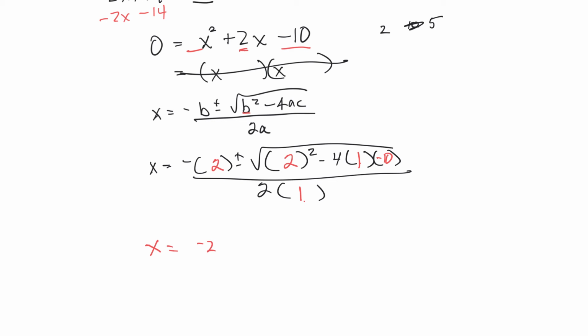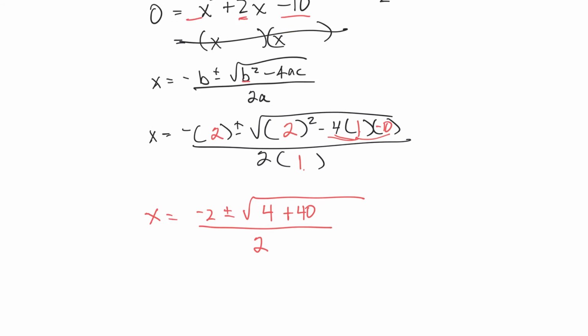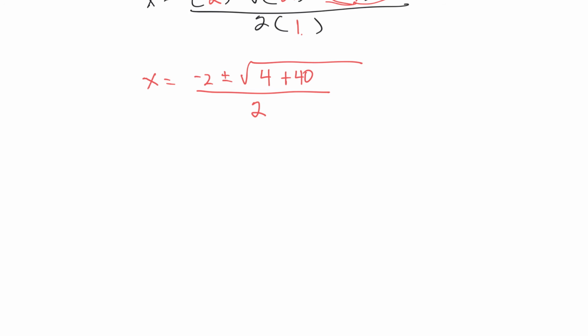So I'll get minus 2 plus or minus square root. 2 squared is 4. Negative 4 times 1 times negative 10 would be a positive 40. All over 2. Feeling pretty good? Okay, let's go down a bit more. X equals minus 2 plus or minus square root 44 over 2.